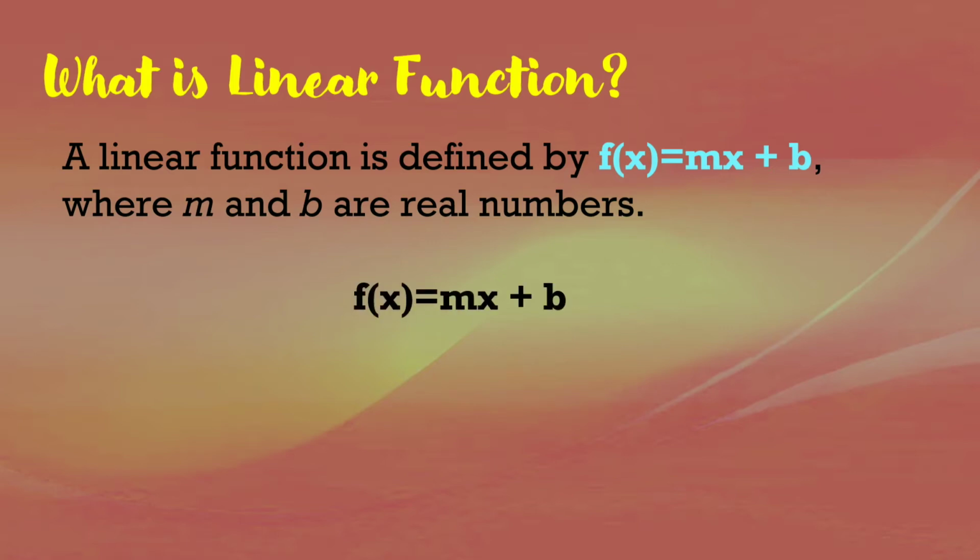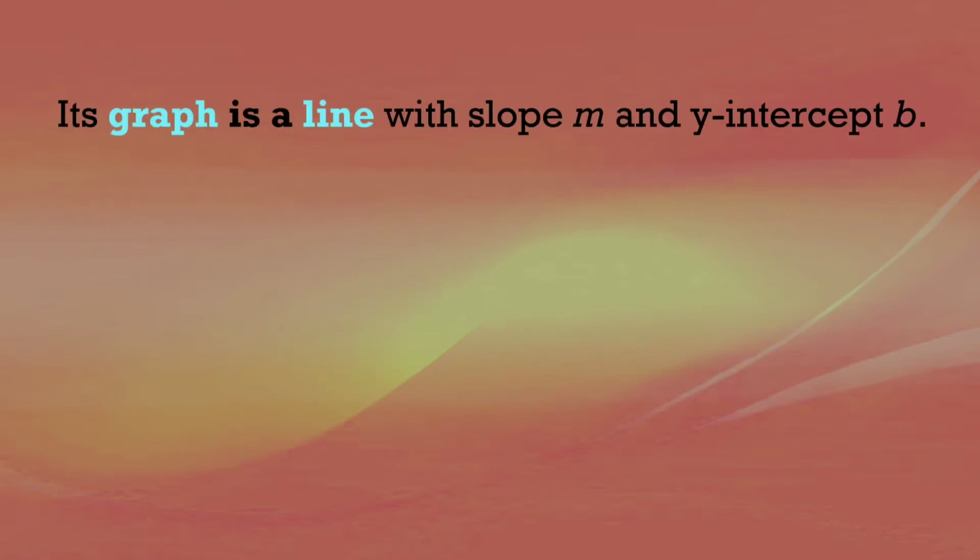So, f of x equals mx plus b, so m stands for the slope, and b stands for the y-intercept. So, dapat alam nyo yung dalawang yan. Si M, siya yung ating slope, at si B ang ating y-intercept. Its graph is a line with slope M and y-intercept B. So, mamaya i-discuss ko sa inyo yung graph ni linear function.